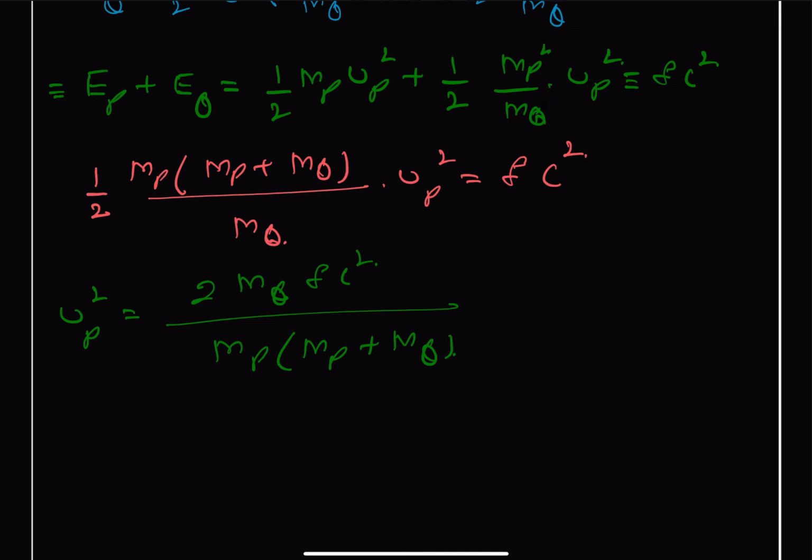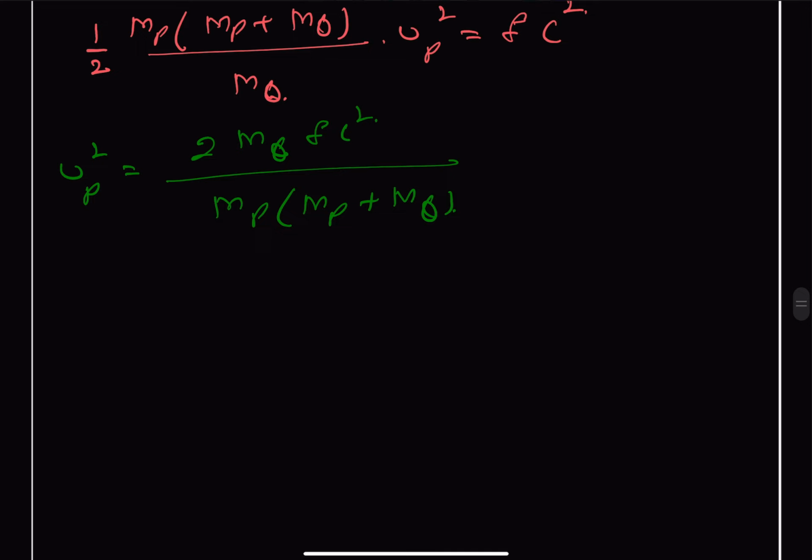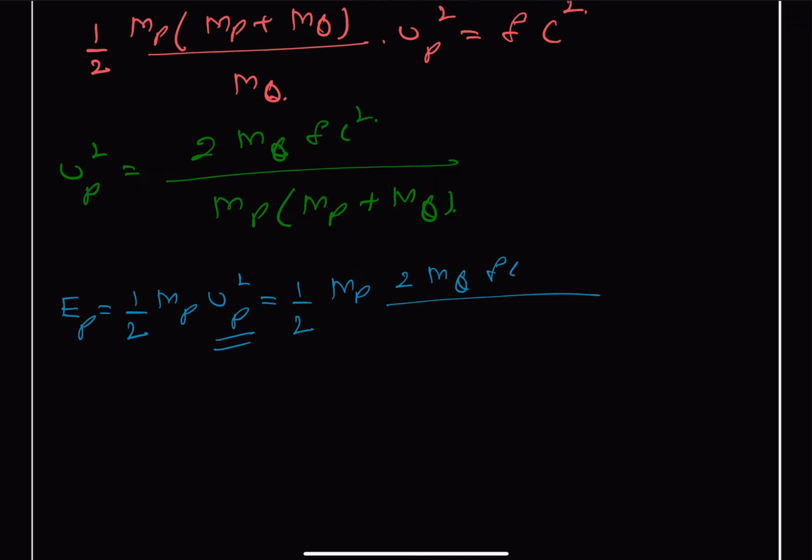Therefore, for the kinetic energy EP, we can write that EP is equal to half MP VP square. We substitute VP square, and we get this as twice MQ delta C square divided by MP into MP plus MQ, and this comes as MP plus MQ.